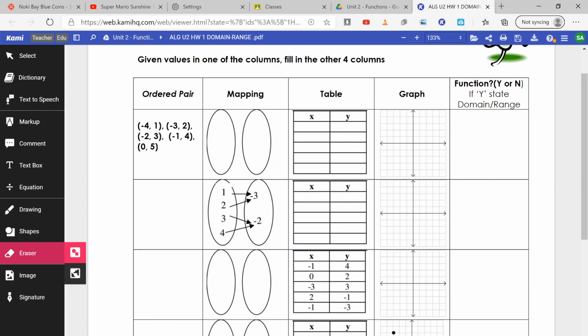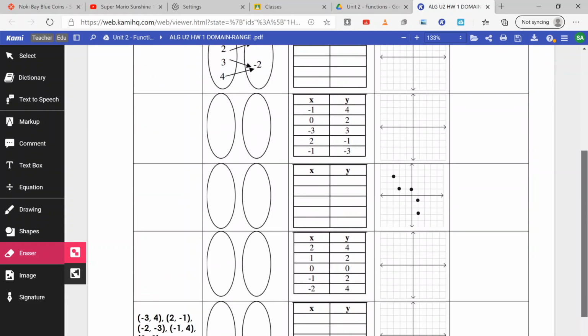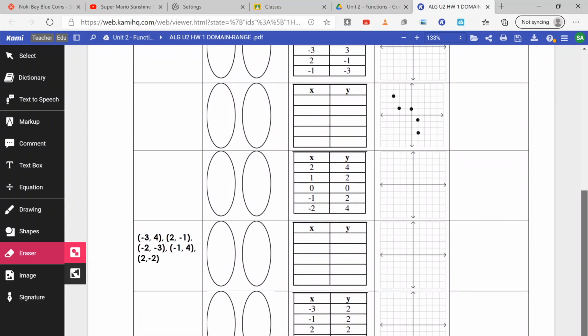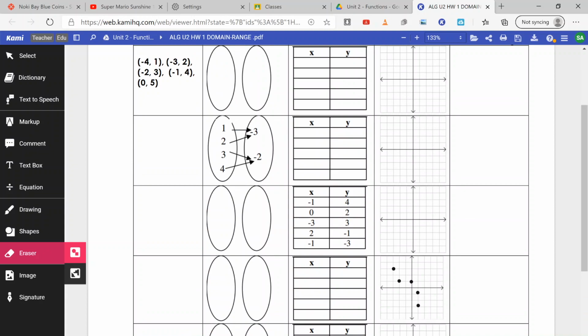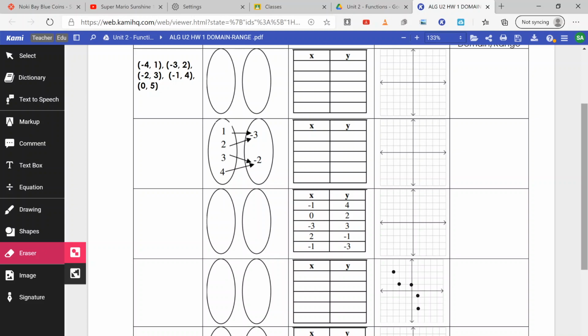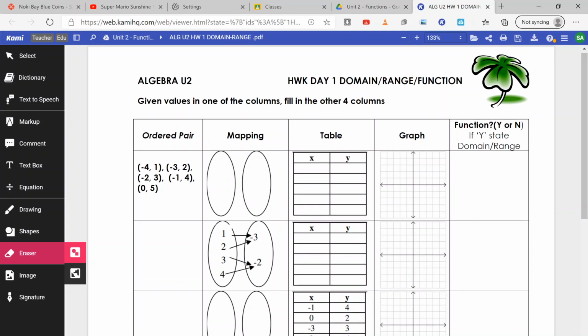If I have the mapping, I'm going to state the ordered pairs, the table, the graph, and again, if it's a function, and I'm going to go through and pretty much fill in all the sections. So we got 1, 2, 3, 4, 5, 6, 7 different sections, and they're all going to be the same. I'll do a couple of the sections here so you can get an idea of what I'm looking for. We'll do the first couple, and then the other 5 just follow the previous pattern.